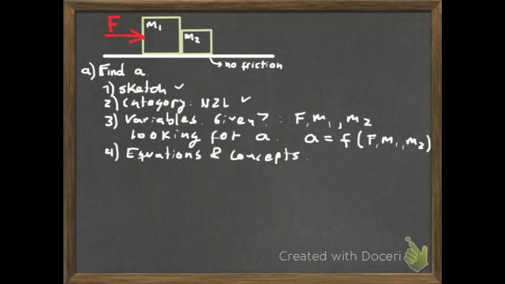Fourth step is to think about the equations and concepts that you can use given the fact that the problem is a Newton's second law problem. Obviously, F equals ma is the first equation that comes to mind. There might be other equations like the equation for kinetic friction, but in this problem, since we have no friction, this equation doesn't really play a role.